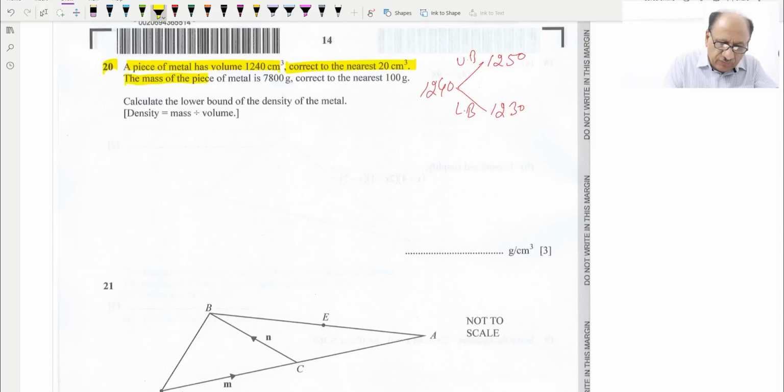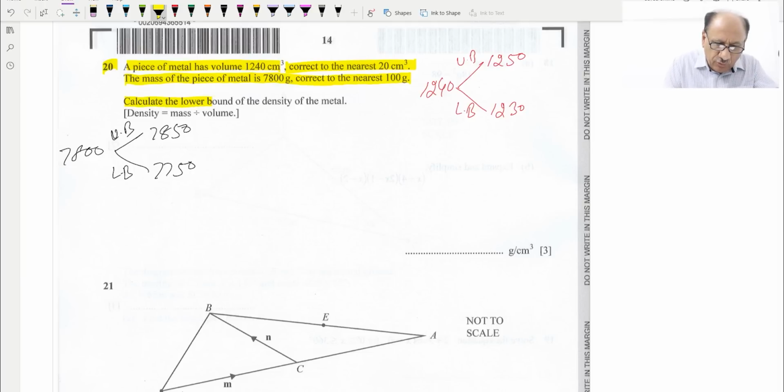The mass of the piece of metal is 7,800 grams, correct to the nearest 100 grams. So this will be 7800, correct to the nearest 100 grams, meaning half of 100 will be 50, so plus minus 50. So this will be 7850 and 7750. This will be our upper bound, this will be our lower bound. So we are done with the upper and lower bounds.